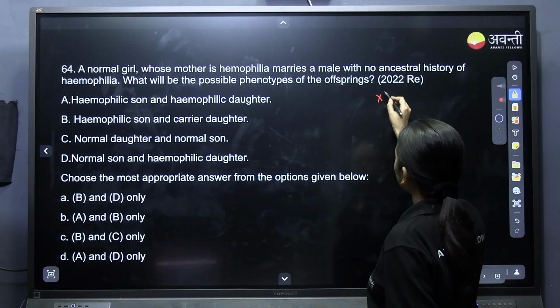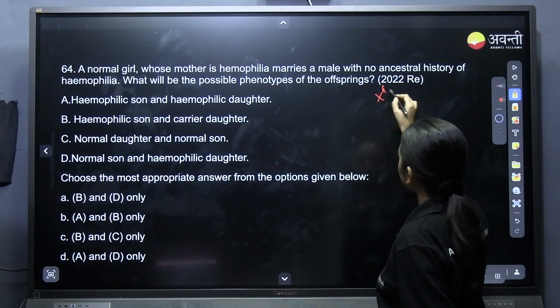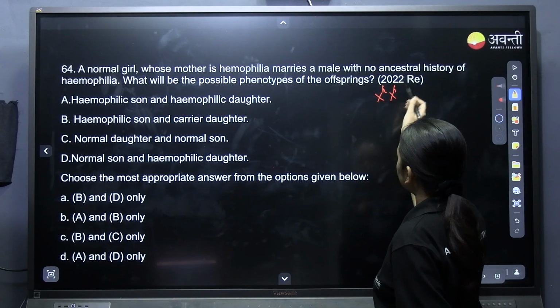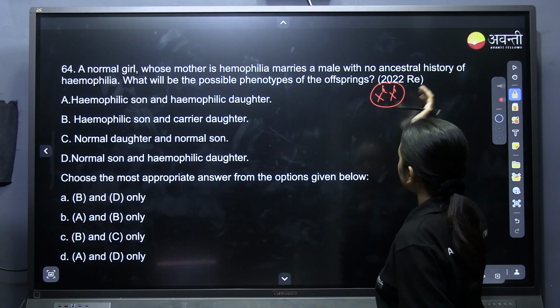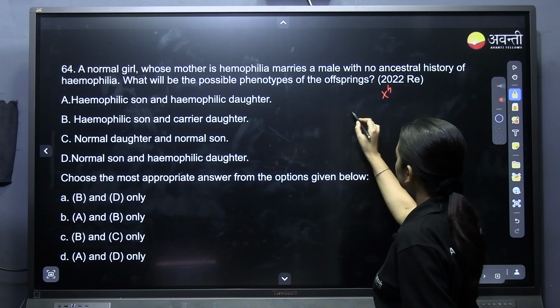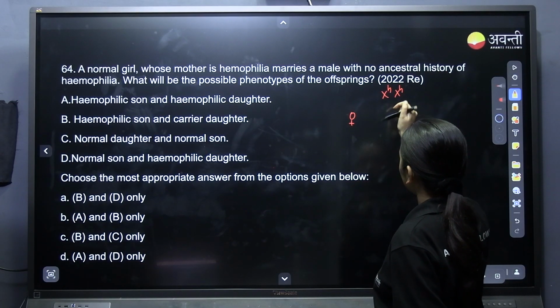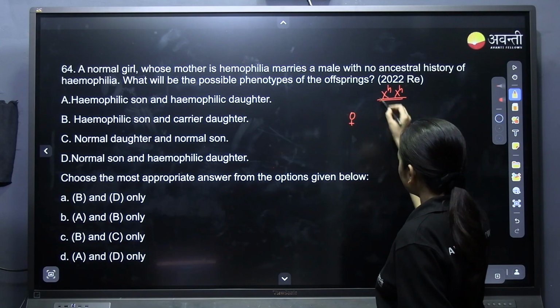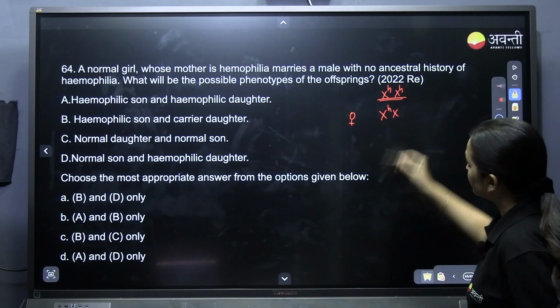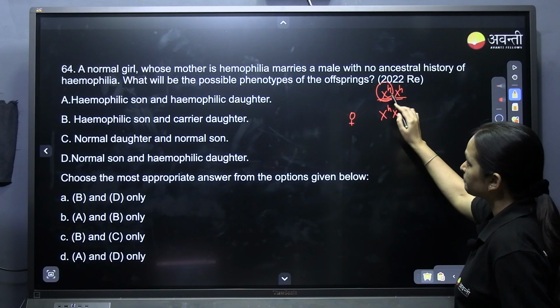So her mother is hemophilic. It is X-linked recessive, so she should have both of this condition. Okay, the mother. Here is the female whom we want right now. Her mother's genotype was this, which means her genotype will be this one. She inherited one of the X chromosomes from her mother.